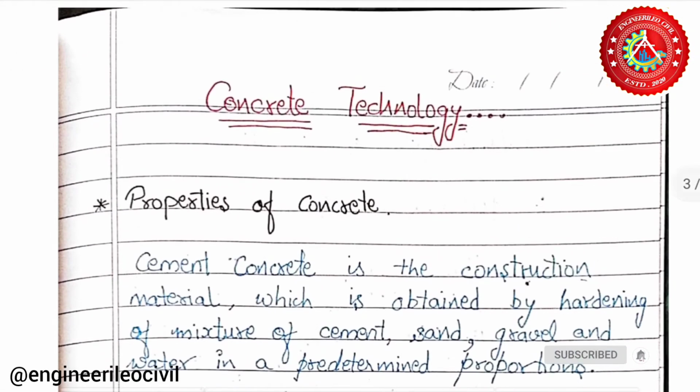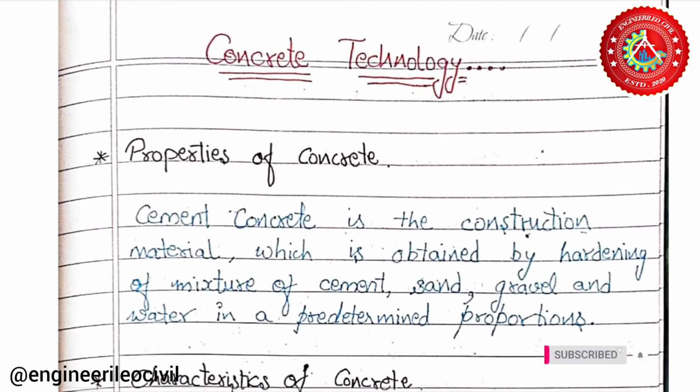So, our first chapter today is concrete technology. In this concrete technology, as I said before, let's start with the properties of concrete. It is the construction material which is obtained by hardening of a mixture of cement, sand, gravel, and water in predetermined proportions. This mixture is used by pouring it into suitable molds, allowed to harden, and then cured.